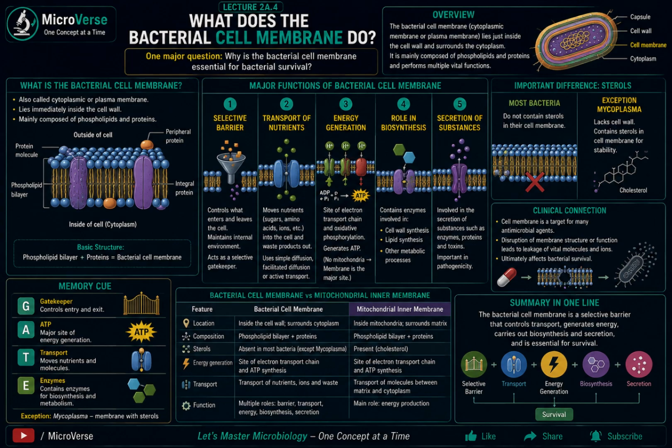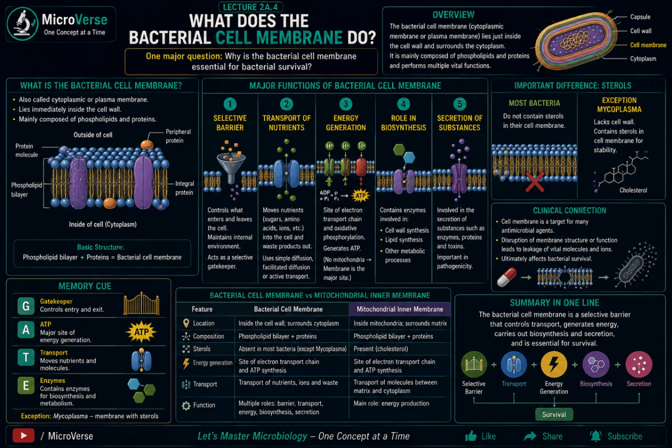The third one is energy generation. Here is one of the most important differences between bacterial and eukaryotic cells. Bacteria do not possess mitochondria. So where does bacterial energy generation occur? The answer is at the cell membrane. The bacterial cell membrane contains enzymes and electron transport components involved in the generation of energy. During respiration, electron transport creates a gradient across the membrane. This energy is then used for the production of ATP.